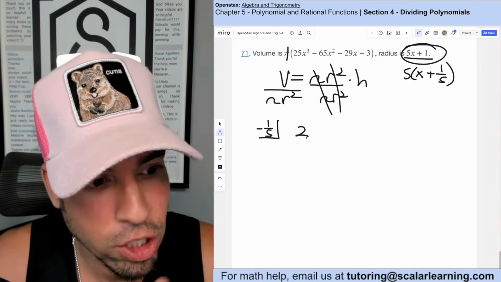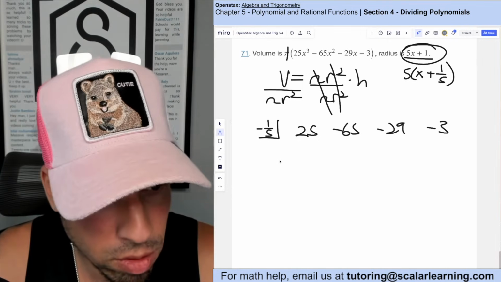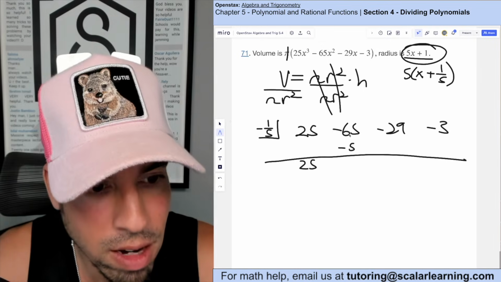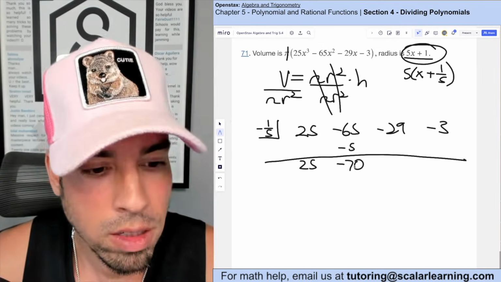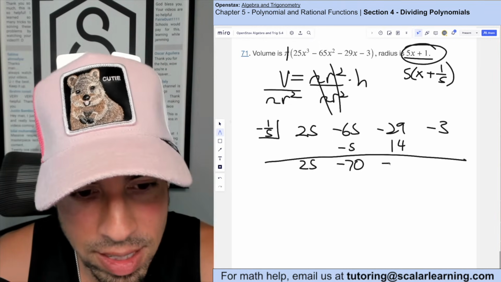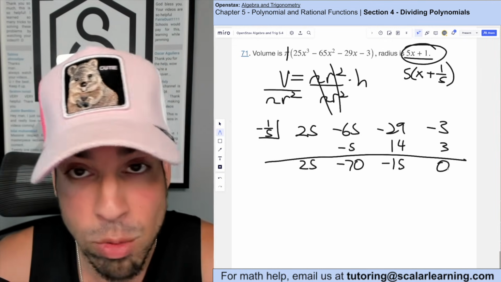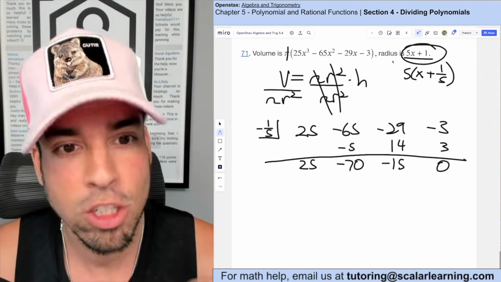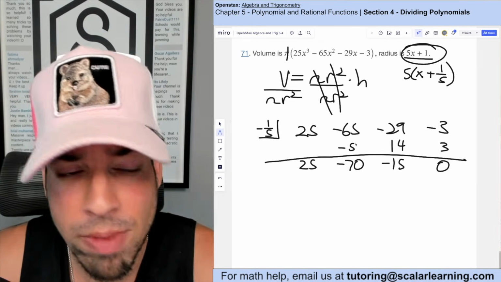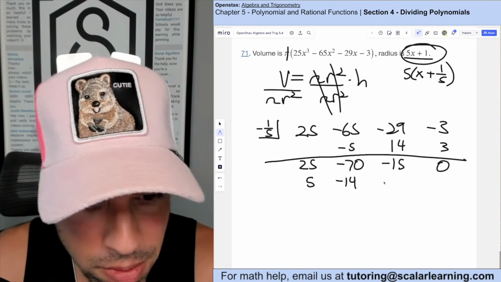Now let's write out those coefficients. We got 25, negative 65, negative 29, and negative 3, and let's go. So we drop the 25 times negative 1/5 is negative 5, plus negative 65 is negative 70. Negative 70 times negative 1/5 is positive 14, plus negative 29 is negative 15, times negative 1/5 is positive 3, and that gives us that nice remainder of 0, which we should have been expecting because this should go in exactly. And then don't forget, we have to divide all of these by what we factored out, which is 5. So really we have 5, negative 14, negative 15 divided by 5 is negative 3.